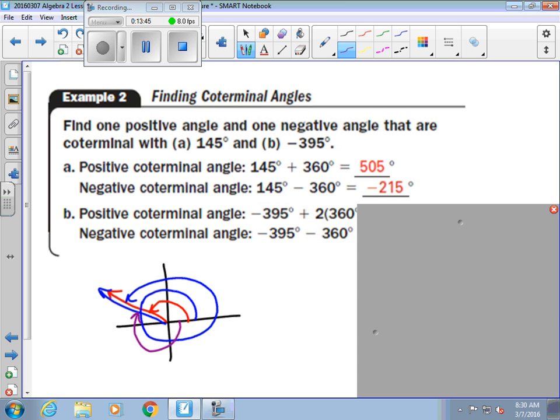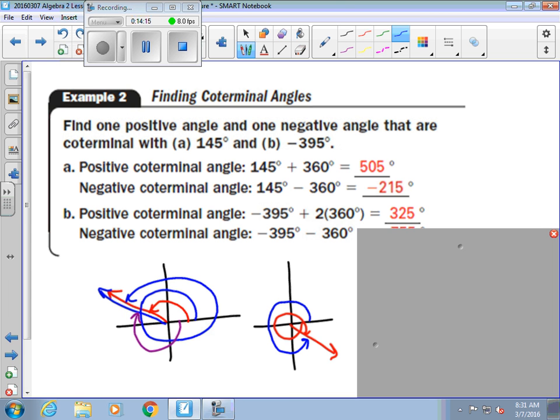Now the next one is a little bit confusing. It says find a positive and negative of this one, negative 395 degrees. Since we go negative 395, you know you're going to open up 360, and then you got to go 35 more to right there. So that angle is going to be there. It's positive coterminal. They listed 2 revolutions. You could have started here and simply gone around to this one, but they list 2 times 360, which is totally fine. Just going around twice gives you 325 degrees.